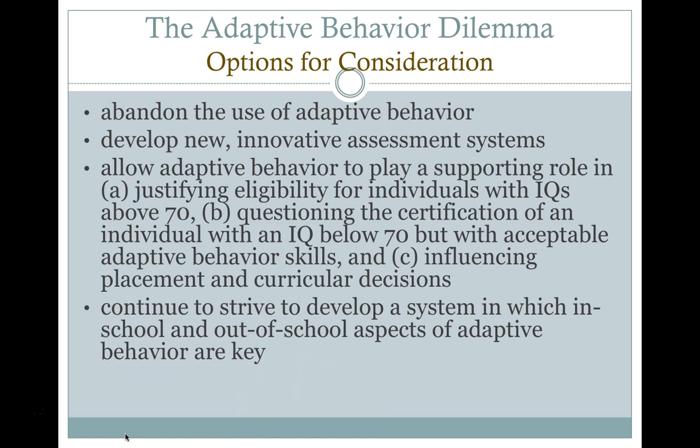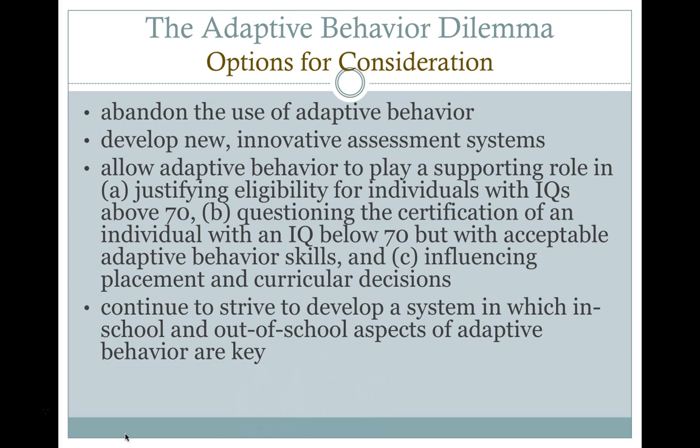And some have suggested, because we don't have great measures, to abandon the use of adaptive behavior altogether, develop new or innovative assessments, or rather to allow adaptive behavior to play more of a supporting role. So in those cases that fall right on the cutoff, maybe it helps justify that eligibility determination for individuals with IQ scores that are above 70, or maybe if we have strengths in adaptive behavior but lower cognitive abilities, maybe not making those decisions.